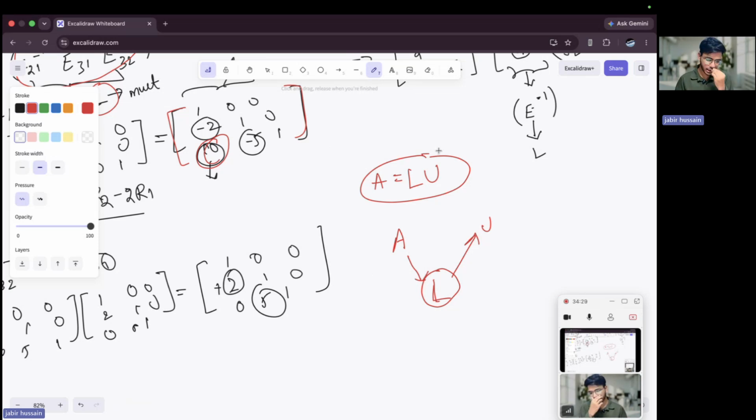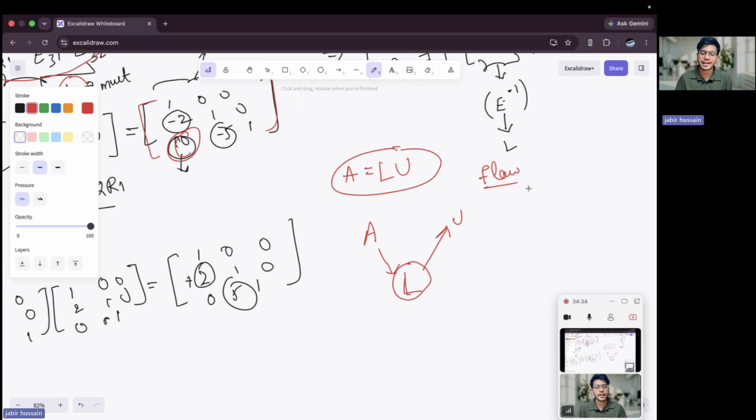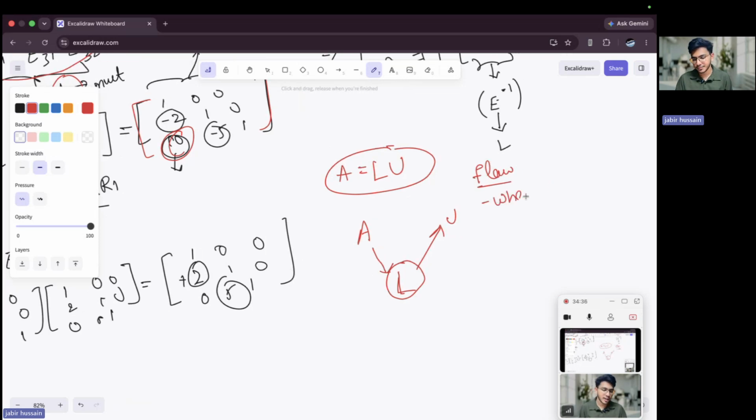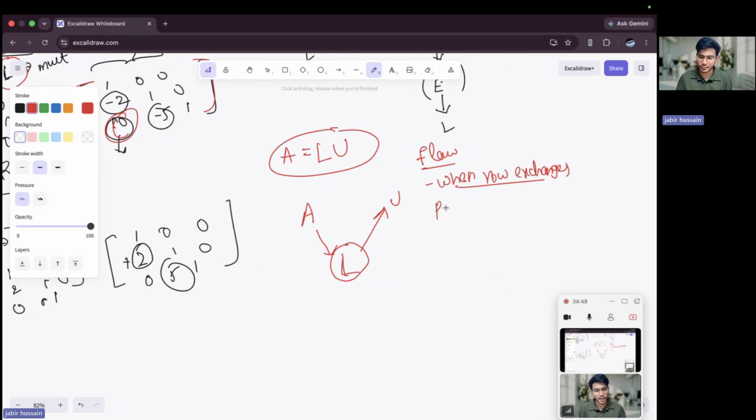And what are the flaws? The flaw where A is equal to LU will break is when row exchanges happen. If there are row exchanges, then A is equal to LU will fail. In that case, we introduce something called permutation matrices. Let's talk about that. A permutation matrix is basically an identity matrix, but with the rows swapped based on the requirement.